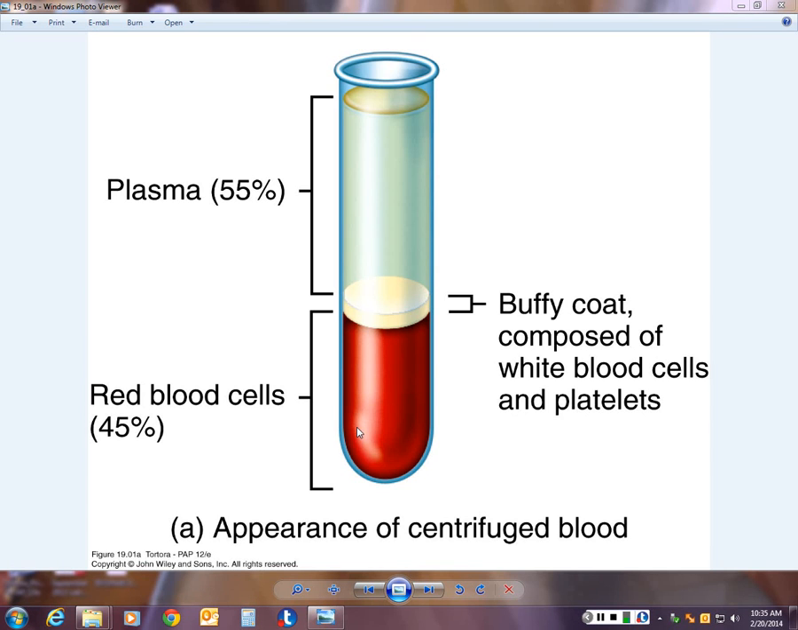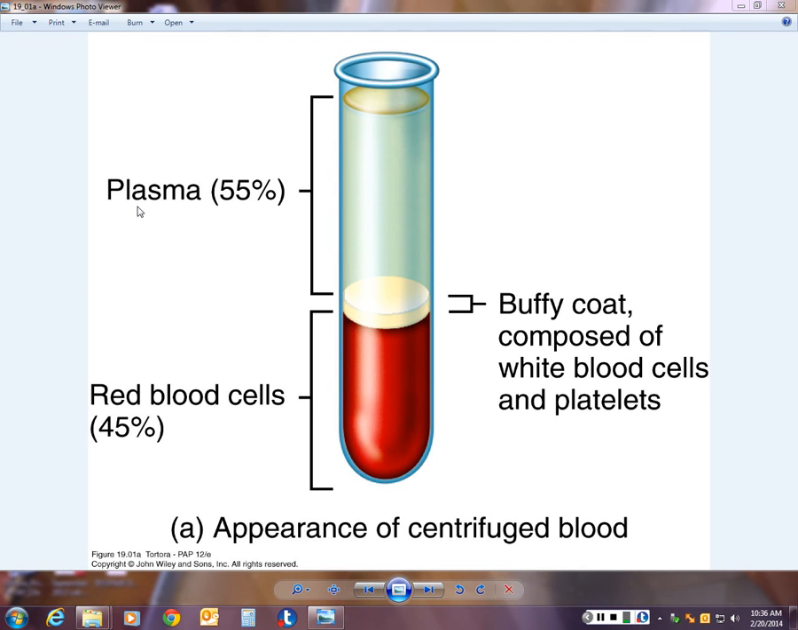to settle out toward the bottom, while all the lighter components, the ones that are lighter in mass, stay toward the top. And you're going to see two predominant areas. The first, the top area here, consists of something called plasma. Plasma is the liquid extracellular matrix of blood.